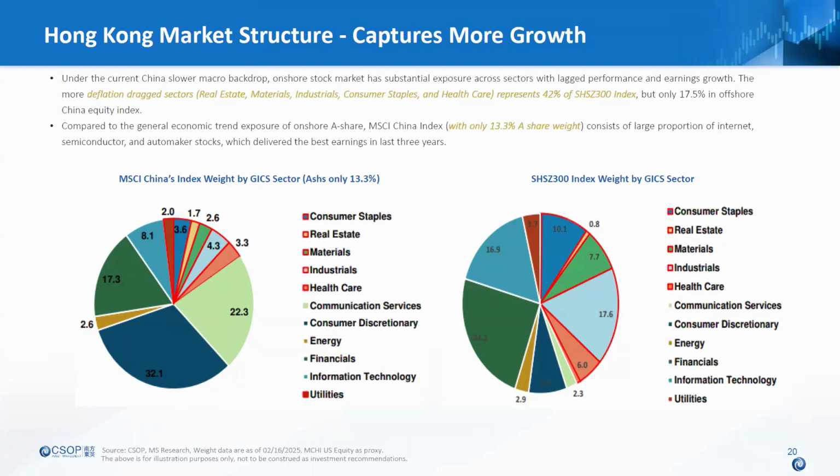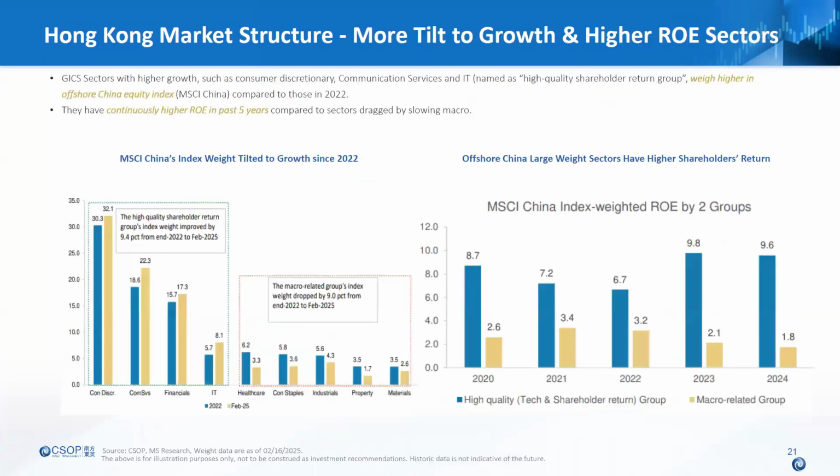And furthermore, the MSCI China index now only has roughly 13% in onshore weight, which means the rest are all offshore weights, mainly listed in Hong Kong. They consist of a large proportion of internet, semiconductor, and automaker stocks, which delivered the best earnings, at least in the past 3 years. So in other words, the sectors with higher growth, such as consumer discretionary, communication services, and also IT, or in short, the high quality shareholder return group, weigh higher in the offshore China equity index or in the Hong Kong equity index as compared to 3 years ago.